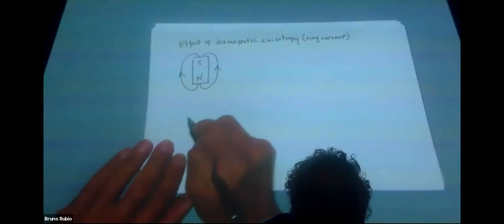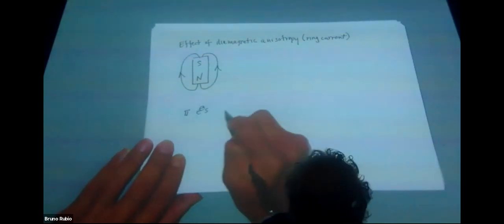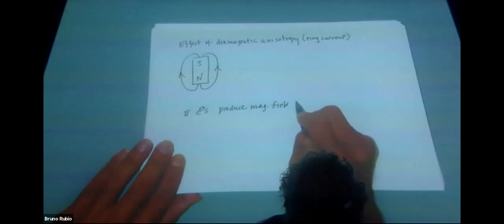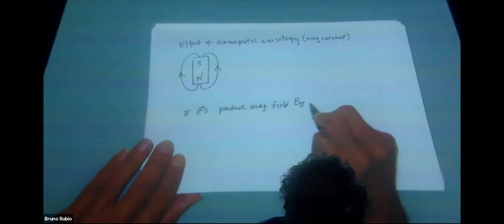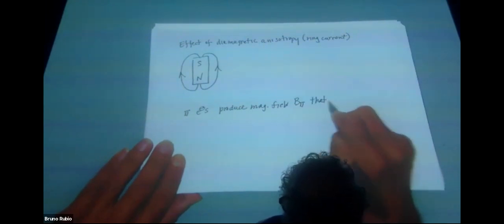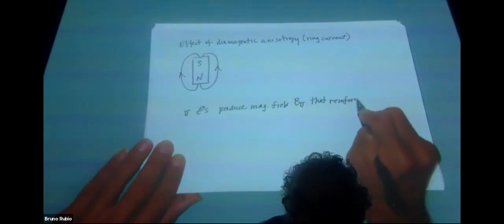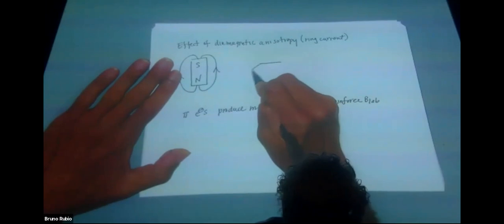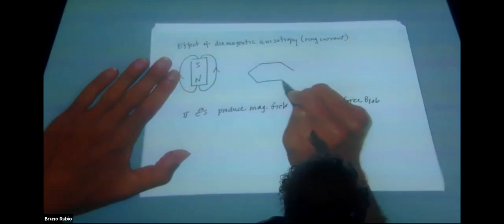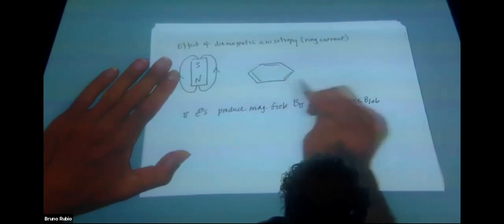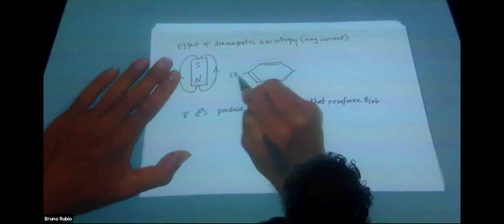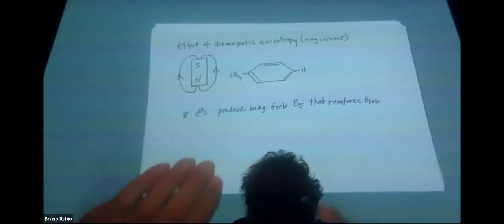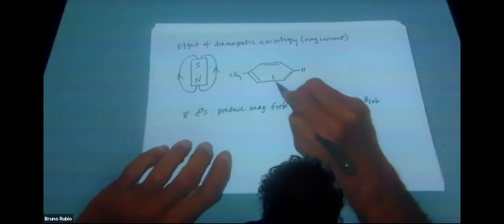And now it turns out that pi electrons produce a magnetic field. I'm going to call that B sub pi, and these reinforce B lab. And so we were looking at that picture of methylbenzene. We can imagine methylbenzene here. It has all of these pi electrons, and then we had a methyl group over here, and we have a proton there. And these pi electrons produce a magnetic field that reinforces B lab.